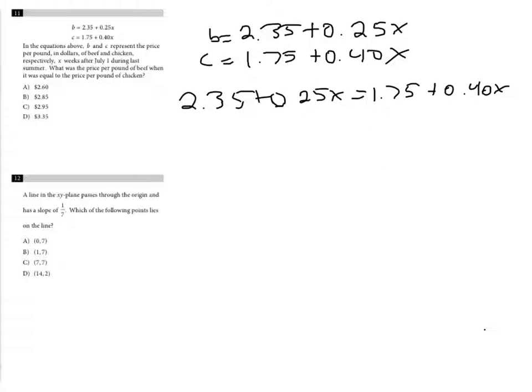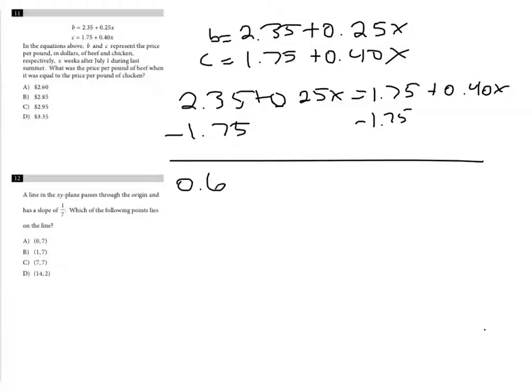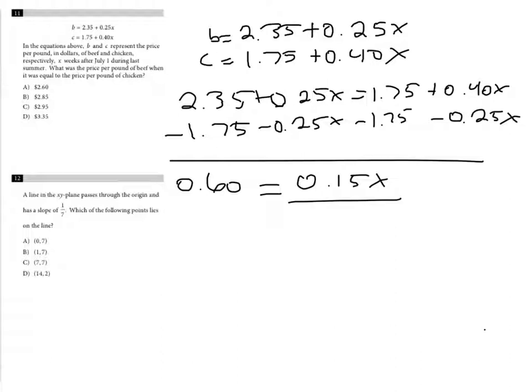Now, let's combine like terms. I'm going to subtract 1.75 from the left-hand side, and that would give me a value of 0.60. And subtract 0.25x from 0.40x, and that would give us a value of 0.15. Divide both sides by 0.15, and that gives us an x value of 4. So what does that tell us? That says in week 4, the price of beef was equal to the price of chicken.